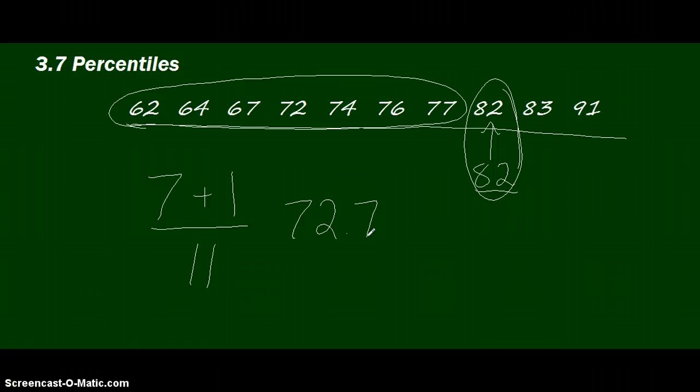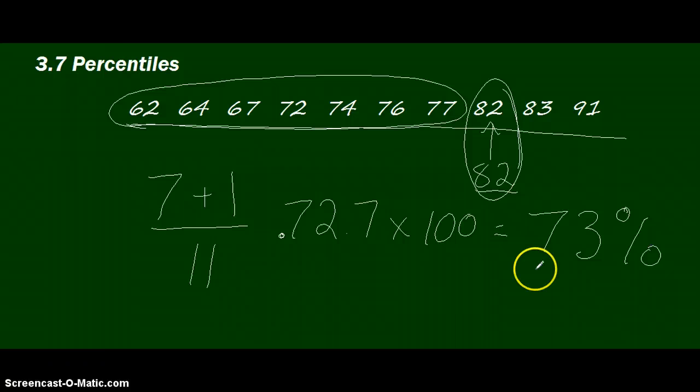and that gets you a decimal of 0.727. Multiplying that by 100 gets you the percent of 72.7, and we're going to actually round that up, and you will now be in the 73rd percentile. What that means is that you have done better than 73% of the students in your class.